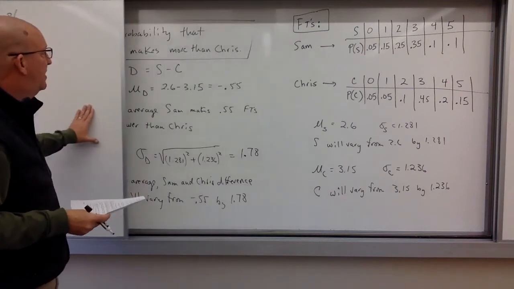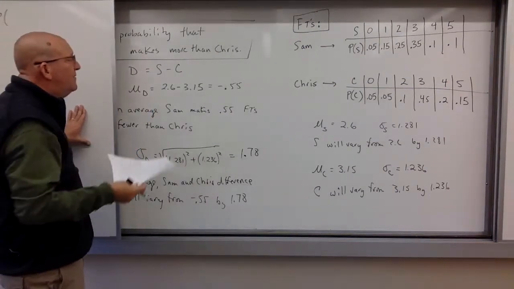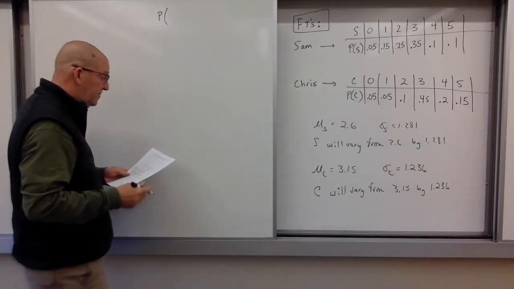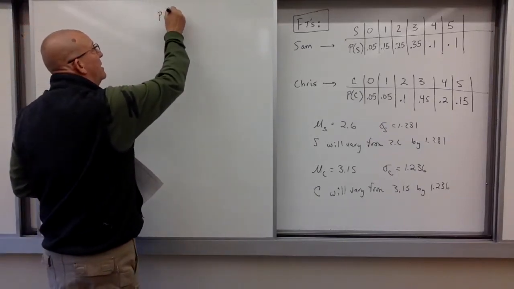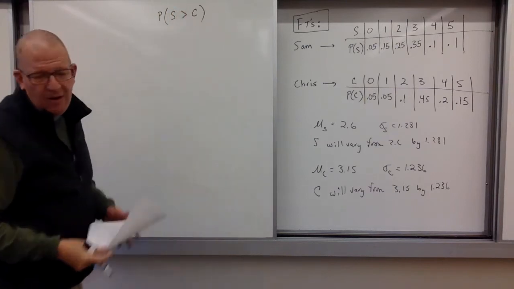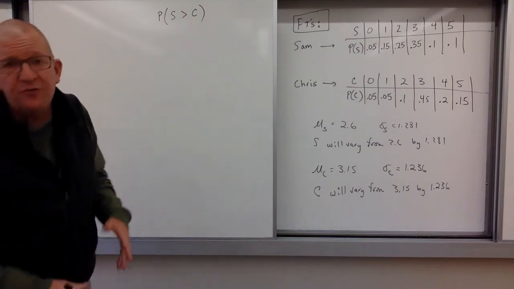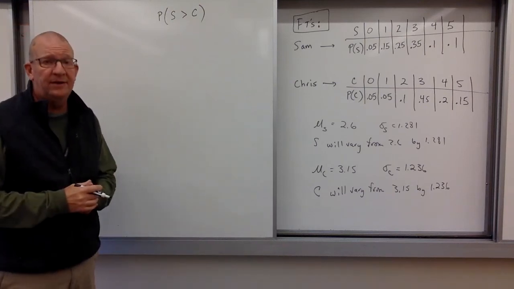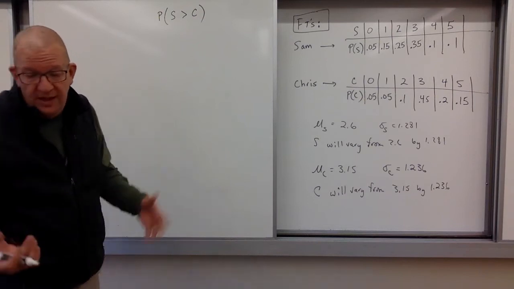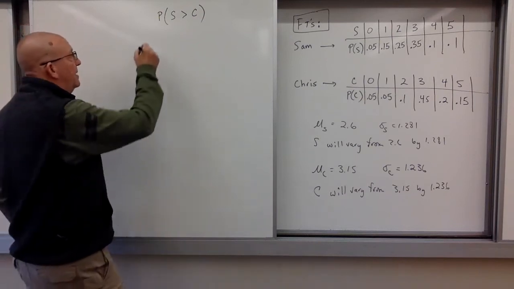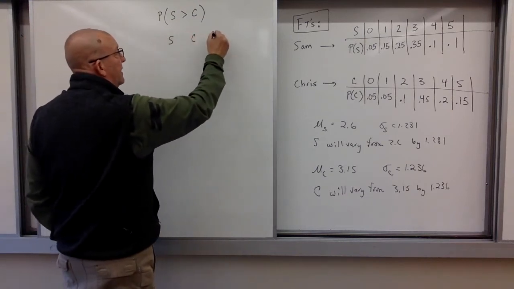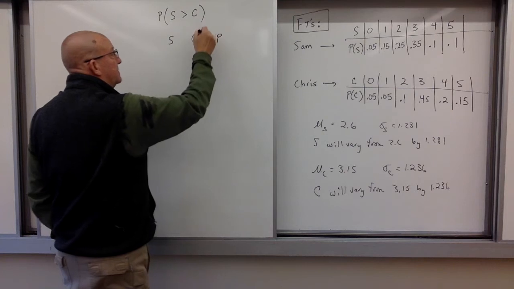In other words, we want this difference to be positive. We want Sam to be greater than Chris. Now, in order to answer this, we're going to have to list some outcomes. This is the only way we can do this. So let's list Sam, Chris, and the probability.